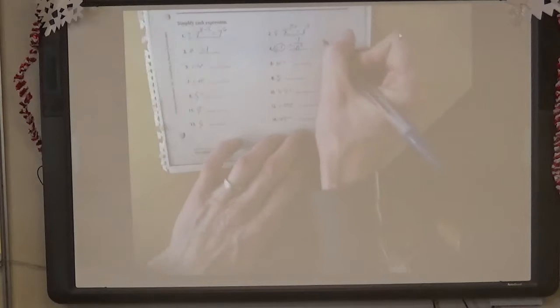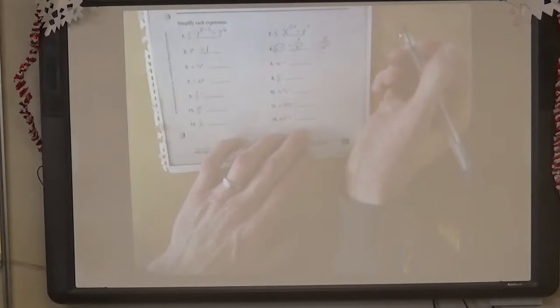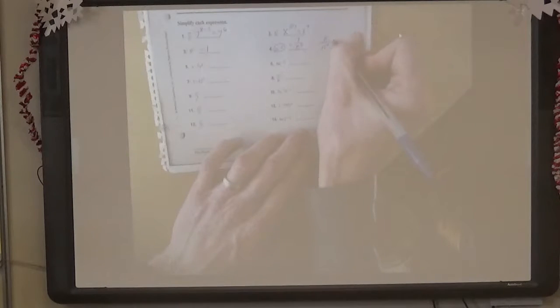I'll give you an example. Let's say that it was n over n to the 4th. Well, that would be n to the 1st minus 4, which equals n to the negative 3. Or that would equal n over n times n times n times n, which is 1 over n to the 3rd. These would cross out and we'd have 3 left. So that's why these two are equal.